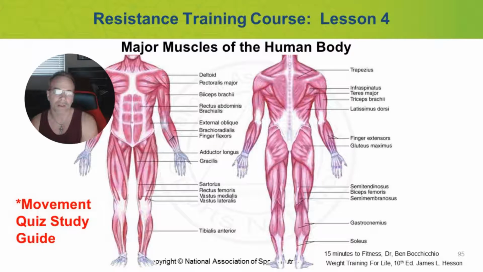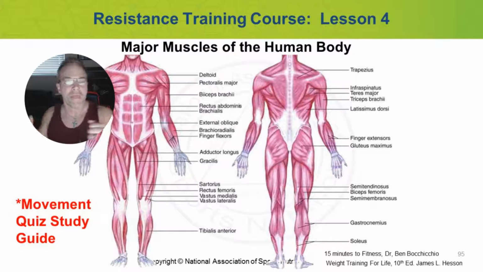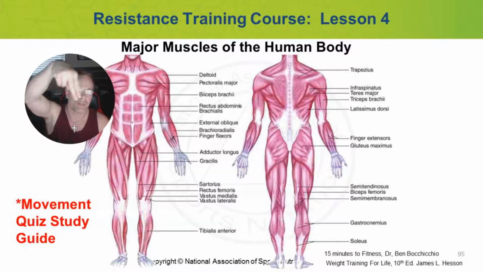It's not that important. External obliques, you're going to need to know that, because external obliques do what? They rotate your trunk or your spine, right? The brachioradialis is a forearm muscle, and you've got finger flexors and things like that. Do you need to know the adductor longus or the gracilis? Yes. Why? Because they do hip adduction.